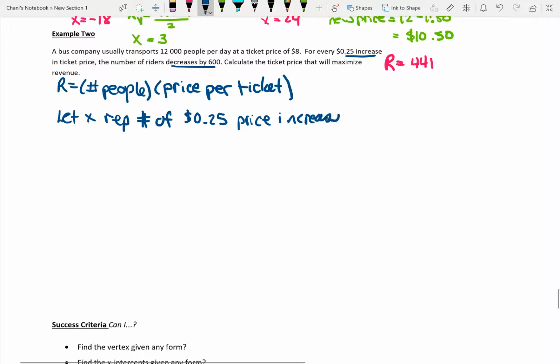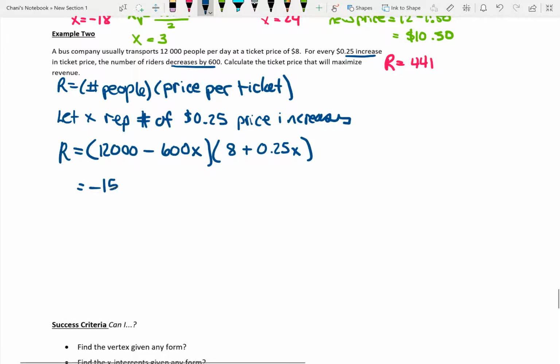So let's create our equation then. So the revenue is, so right now we're at 12,000 people, but we're going to decrease by 600 for every price increase. And our price is $8, but it's going to increase by 25 cents every time we increase the price. So in this example, I'll FOIL this. So when you FOIL this and collect like terms, you get negative 150x squared minus 1,800x plus 96,000.